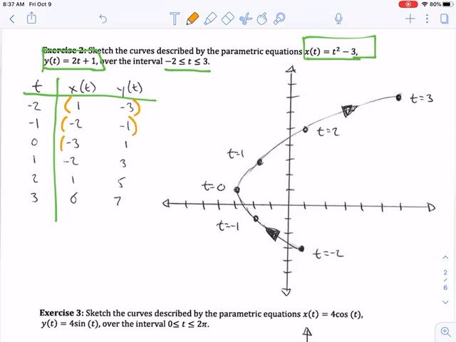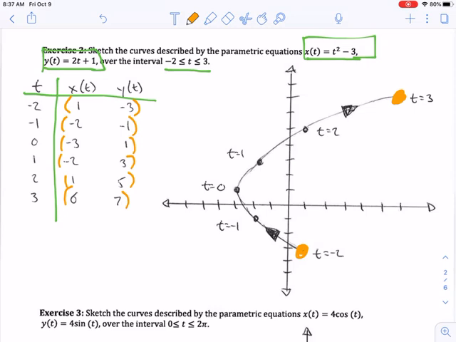And what we want to do is then plot these ordered pairs, which I did here. We're starting right here. That's our starting point. That is at t equals -2. Our ending point is way up here at (6, 7). Now, clearly, if you just did the endpoints, you wouldn't have any idea as to what this graph looks like. Maybe you would just draw a straight line between those 2 points.